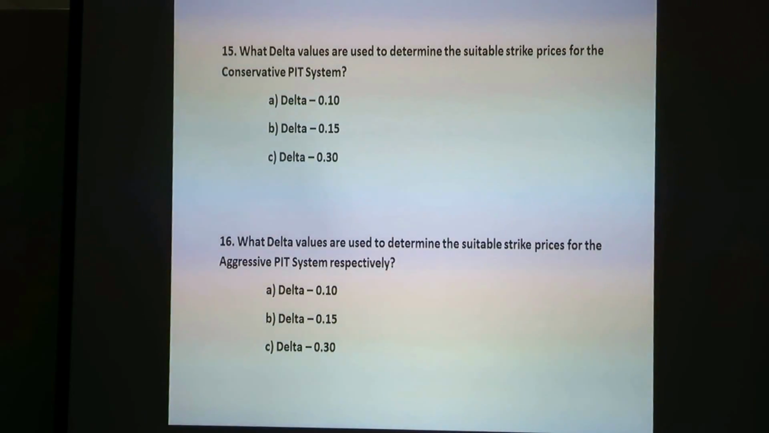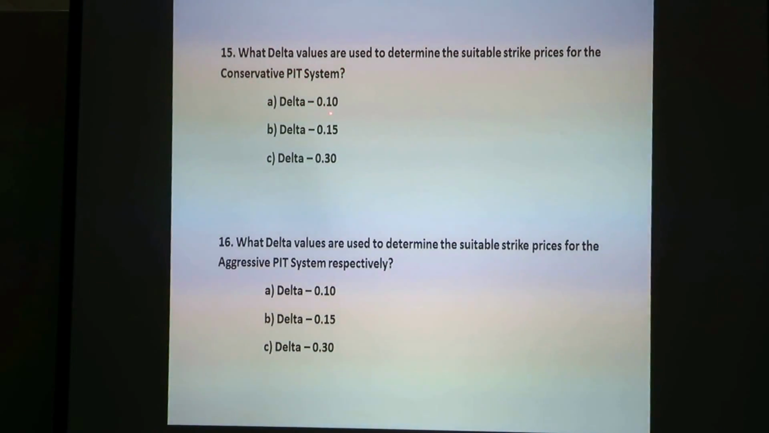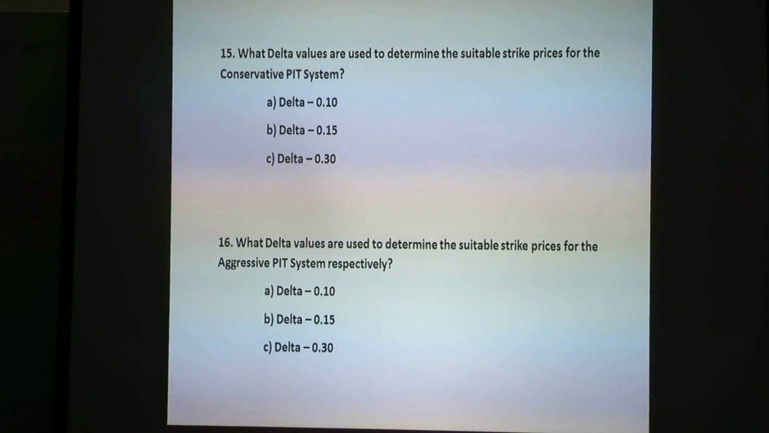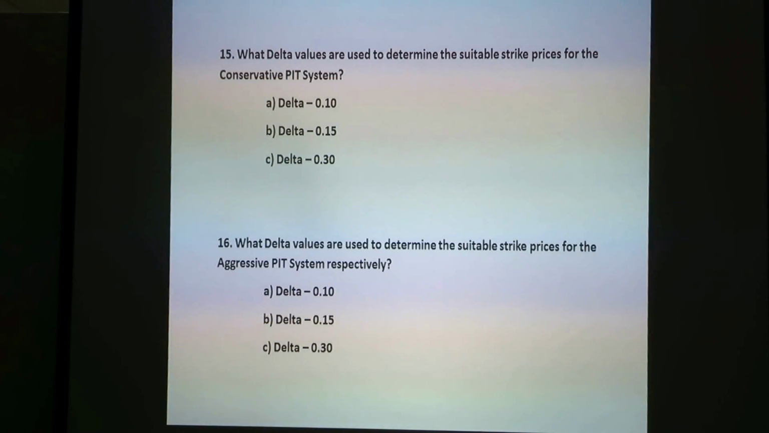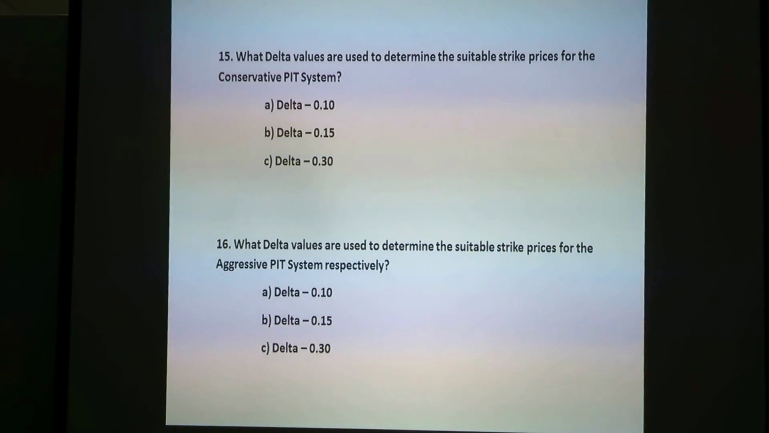So, what delta numbers do we use to determine a suitable strike price for conservative puts? 0.1, 0.15 or 0.3? Who said 0.1? Can. 0.1 can. Very conservative. If you get enough premium, I think go ahead. Nothing wrong with it. And again, remember, we need to collect a 20-30-40% range out of it.